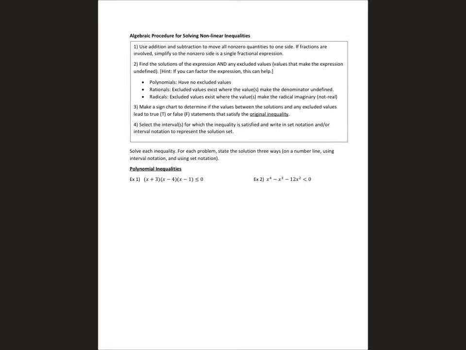So everything's moved to one side. I'm going to rewrite this as an equation with the given factors of x plus 3 times x minus 4 times x minus 1 equals 0. To solve for my solutions, I'm going to set those factors equal to 0, and I get x equals negative 3, x equals 4, x equals 1. Since this was a polynomial inequality, remember there are no excluded values. So these are my 3 critical points, and I'm going to write them in numerical order from left to right. So negative 3, 1, 4.